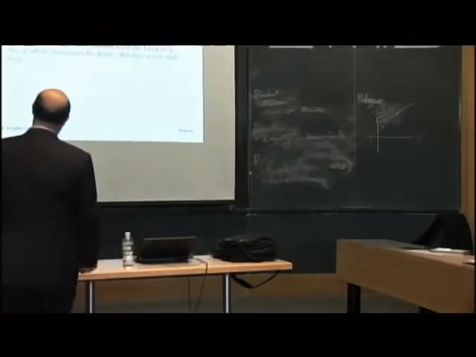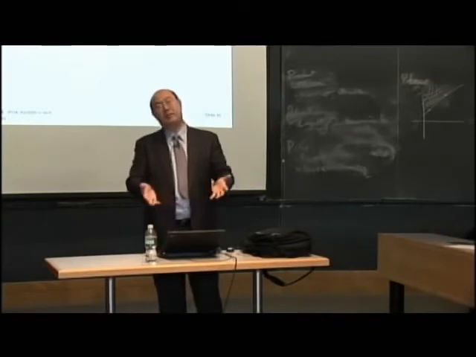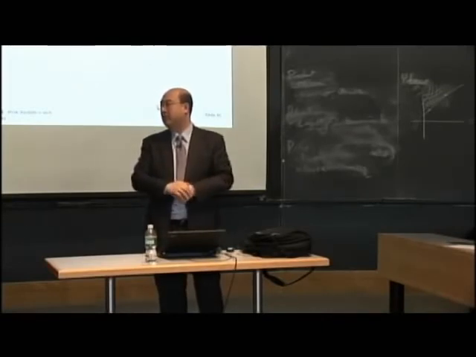So the key points for this lecture are: diversification reduces risk. In diversified portfolios, covariances are the most important characteristics of that portfolio. It's not the variances, but the covariances. Investors should try to hold portfolios on the efficient frontier, that upper branch. And with the riskless asset, everybody is going to want to be on the tangency line. Okay? Those are the major conclusions from this analysis. And you can work all of this out analytically using the mathematics of optimization theory. But in fact, all of this can be done graphically, as we have, geometrically. Okay?